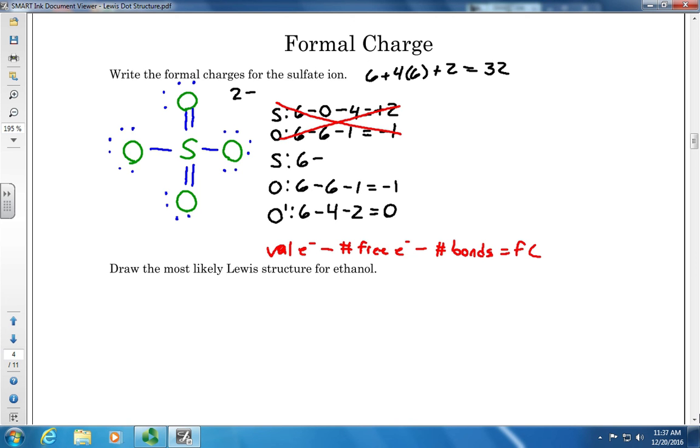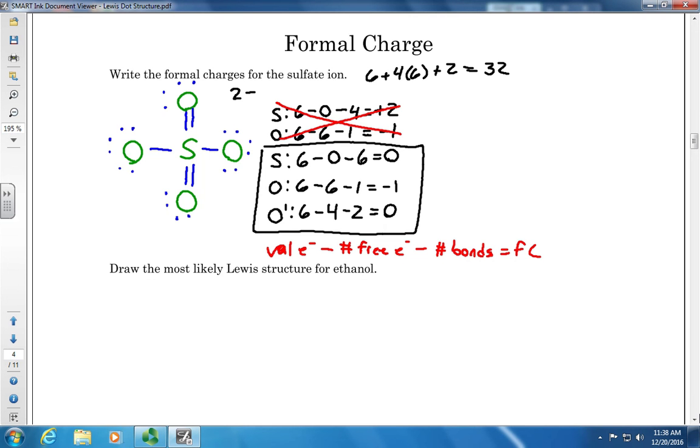So this benefits the oxygen. How does it benefit sulfur? Sulfur still has 0 free electrons, but now it has 6 bonds on it, which again gives it a formal charge of 0. This tells us that this is the correct or most accurate conformation of a sulfate ion that we have in terms of Lewis structure.